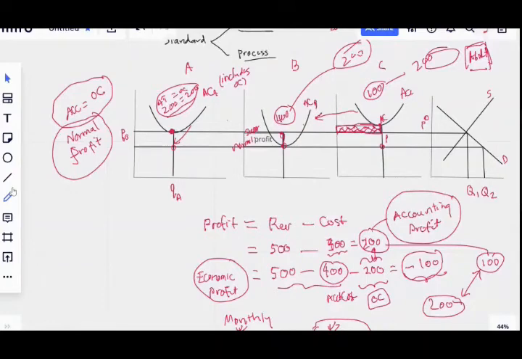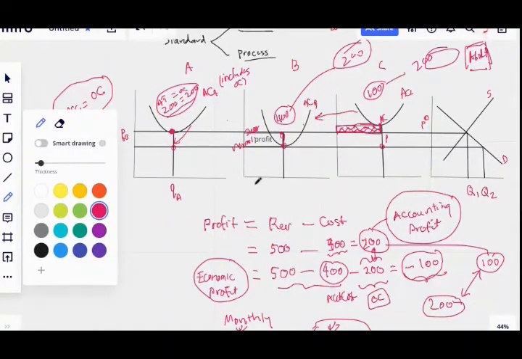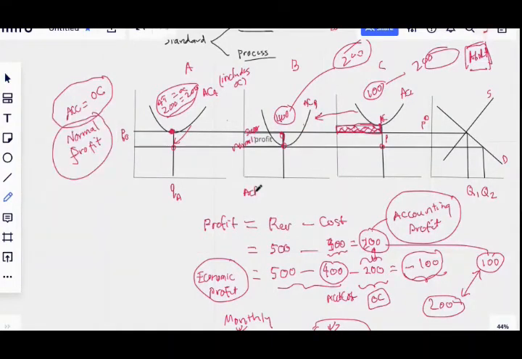So your accounting profit is bigger than your opportunity cost. That means I'm earning supernormal profit. Your accounting profit is equal to your opportunity cost. That's called normal profit. And here your accounting profit is less than your opportunity cost, which is a loss. So economists have a different definition.